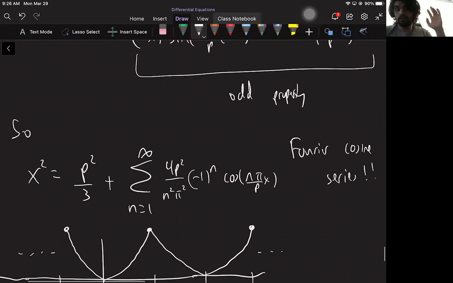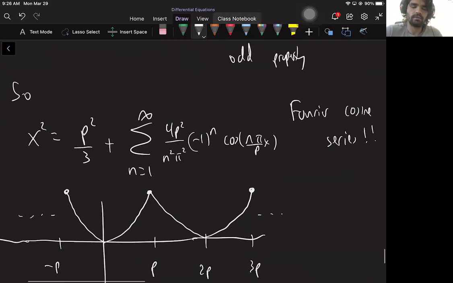So one thing you could do is you could only look at cosine terms when you start with a function, or only look at sine terms even though they don't necessarily go away, and create something called the Fourier cosine series or the Fourier sine series instead of the Fourier series.